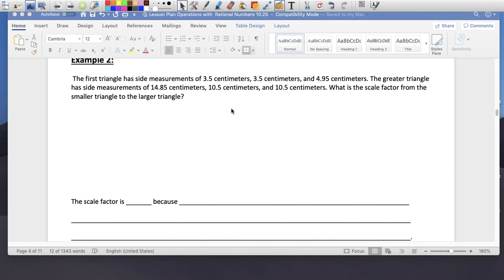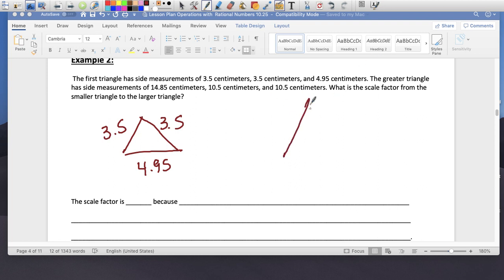2. This one you actually need to draw. I would definitely draw. So the first triangle says that there's two sides that are the same. So this is 3.5, this is 3.5, and this one's 4.95 centimeters. The bigger triangle is the same thing. So it's 10.5 here, 10.5, and 14.85.